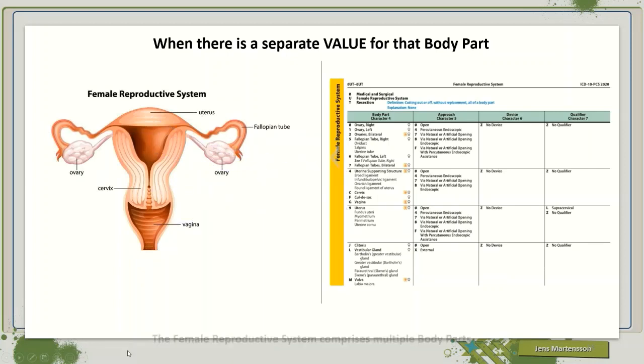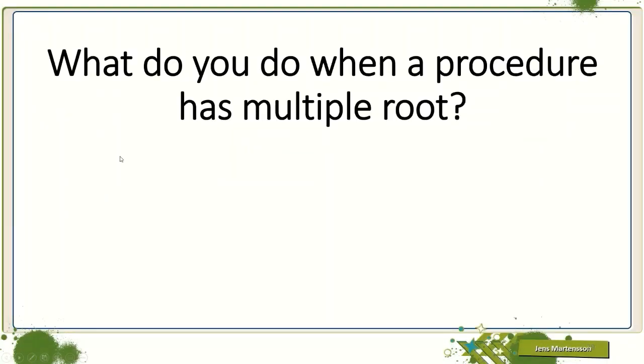Now, what do you do when a procedure has multiple roots? Sorry about that missing S. What do you think you do, coders? That's another thing that you're going to encounter.